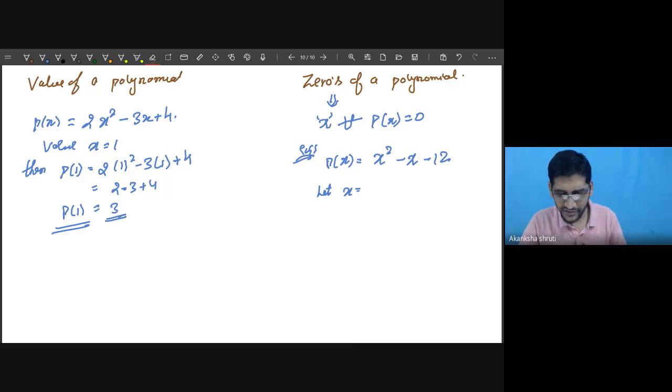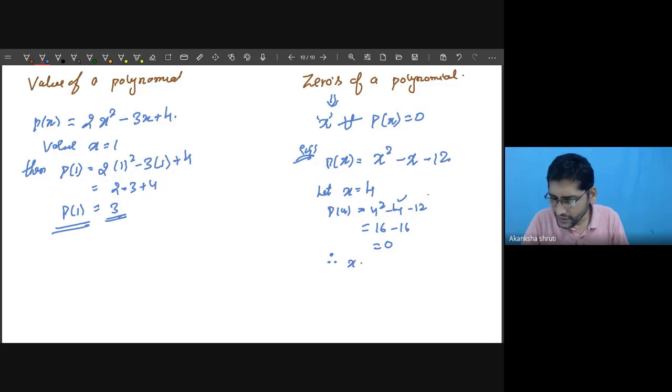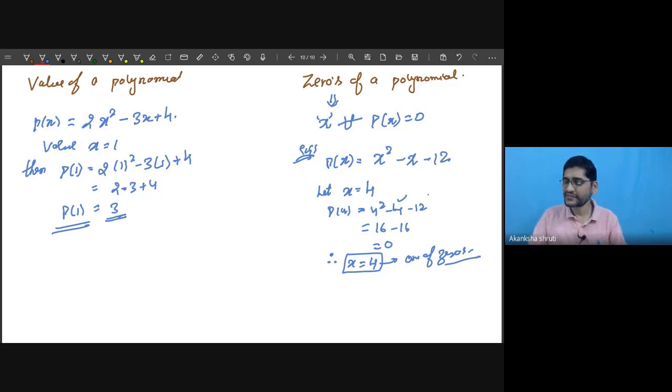Let us first take 4 and calculate it. What is p of 4? It is 4 square minus 4 minus 12. So it is 16 minus 4 minus 12, which is another 16. So here it is 0. Therefore, for x equals 4, the value of the polynomial is 0. So it is one of the zeros. Get it? So it is this one.